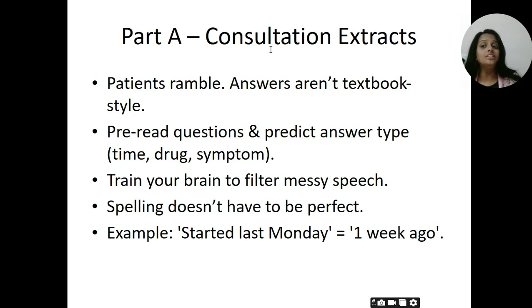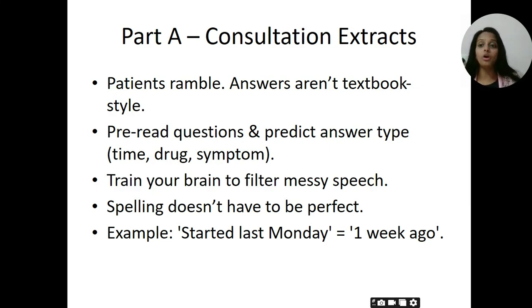Okay. Practice hearing what's not said. Practice hearing what was not said directly. If the patient says, it started last Monday, your answer is 1 week ago, not Monday. See the difference? So make a shorthand legend before the test day. For example, YRS for years, BP for blood pressure, HX for history, WKS for weeks. So this will save you crucial seconds.